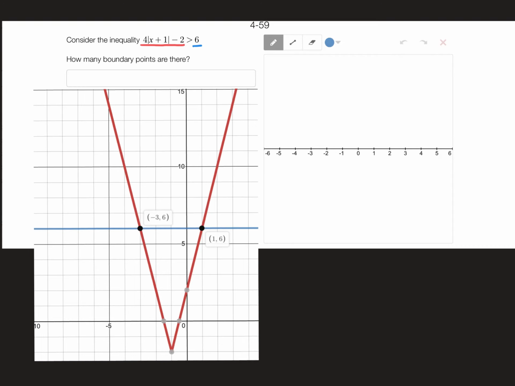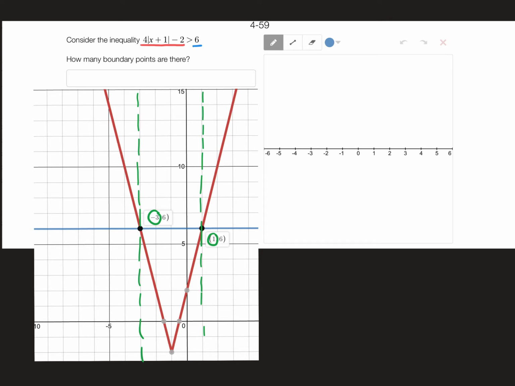All right, so looking at your boundary points, we can see that there's two places where the graphs intersect, okay? So those two places, we look at the x value there. So I'm looking at the point negative 3, 6. This negative 3 is my boundary point, and this 1 is my boundary point. It would be the same thing as if I did this from the previous problem, where we draw in that line that shows the boundary.